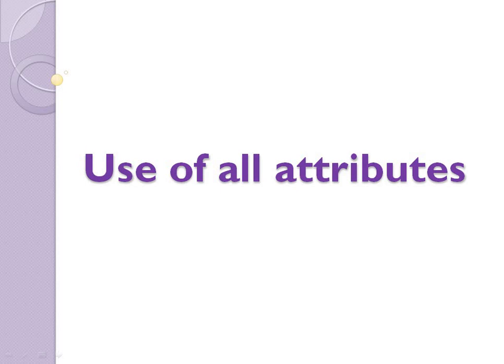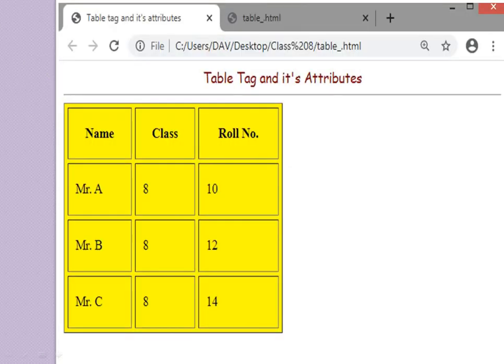Now the use of all attributes all together. Whatever attributes we have discussed till now, we discussed the border attribute, then bgcolor, then cell padding, then cell spacing, then height and width. Now we will use all these 6 to 7 attributes all together and we will see the impact. Every attribute will create the impact of its properties.